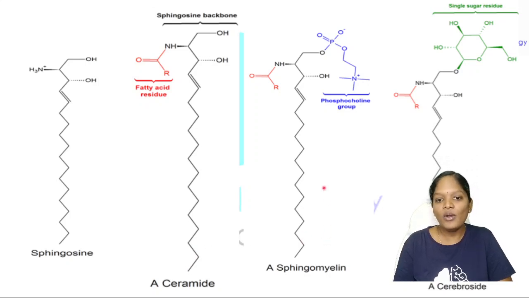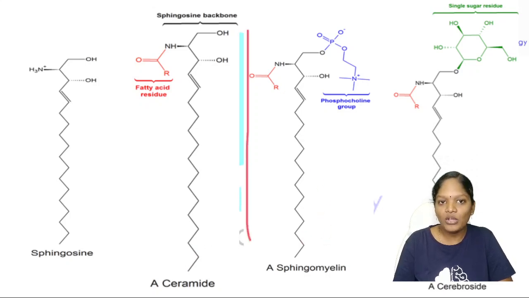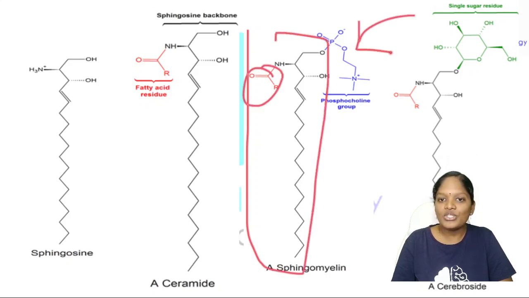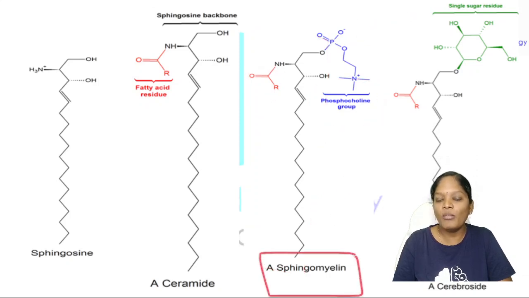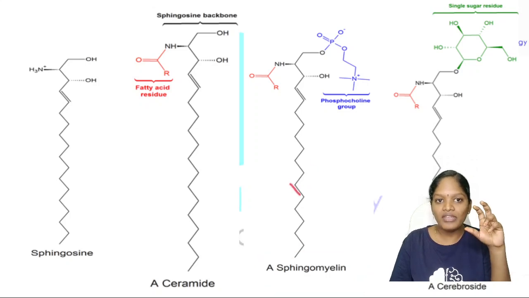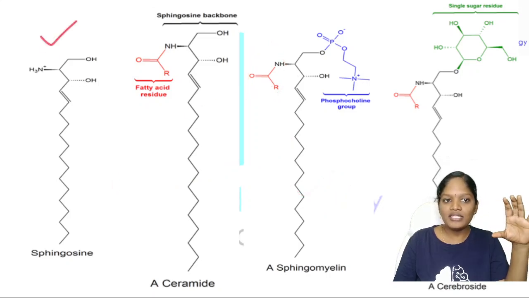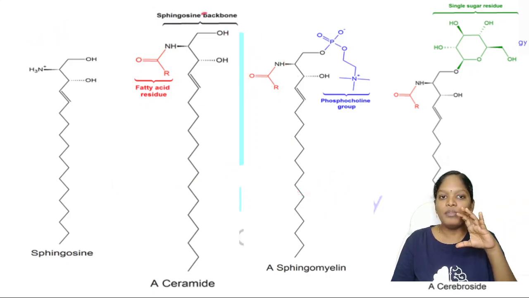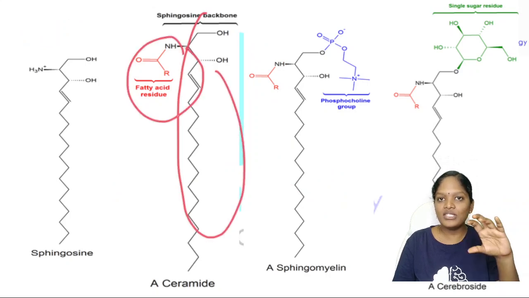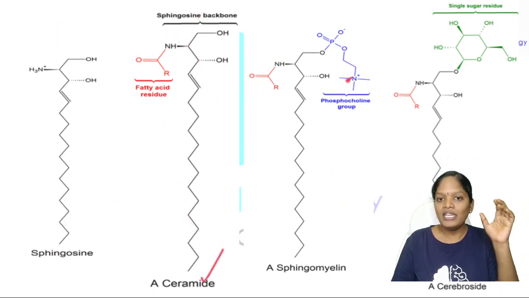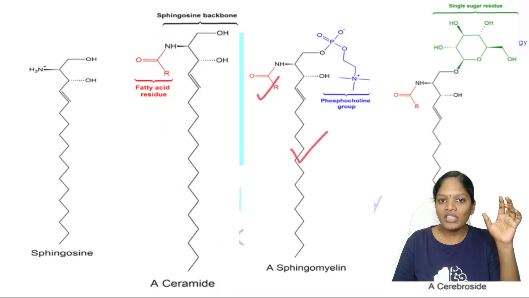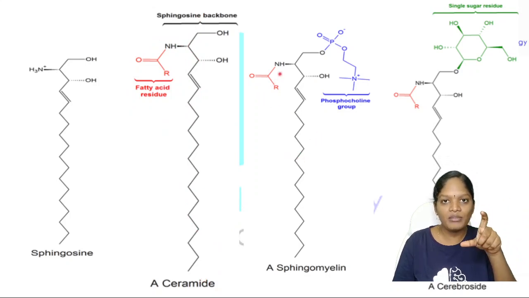And a sphingomyelin is again a sphingosine backbone with a fatty acid residue. If it is associated with the phosphocholine group, we call it sphingomyelin. Just look at this picture. We have a sphingosine backbone and a fatty acid residue, that is a ceramide. This is the structure of sphingosine, and sphingosine plus a fatty acid residue we call a ceramide.